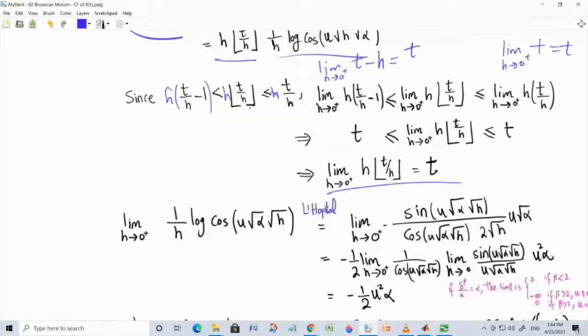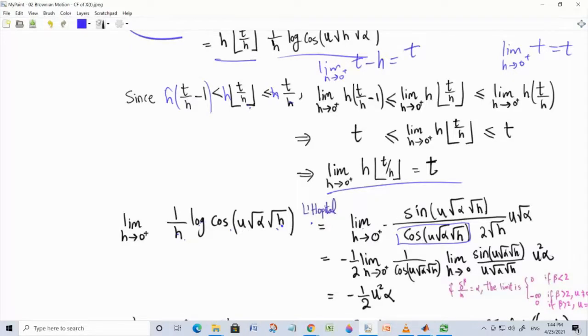The second limit: if you put h equals 0, we have cosine 0. Cosine 0 is 1, log 1 is 0, and we have h in the denominator. That's a 0 over 0 situation. We apply L'Hopital, differentiating the numerator and the denominator. The derivative of h is just 1. The numerator, you are differentiating this logarithm, so you will have this cosine downstairs in the denominator, and then of course you need to apply the chain rule.